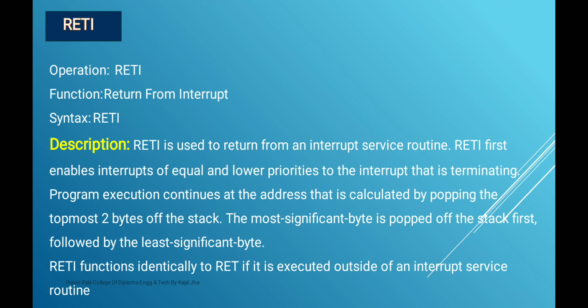Syntax is RETI. Description: RETI is used to return from an interrupt service routine. RETI first enables interrupts of equal and lower priorities to the interrupt that is terminating. Program execution continues at the address that is calculated by popping the topmost 2 bytes of the stack. The most significant byte is popped off the stack first, followed by the least significant byte. RETI functions identically to RET if it is executed outside of an interrupt service routine, because RET is used for subroutine program. Okay, so the remaining instructions we will see in the next video.